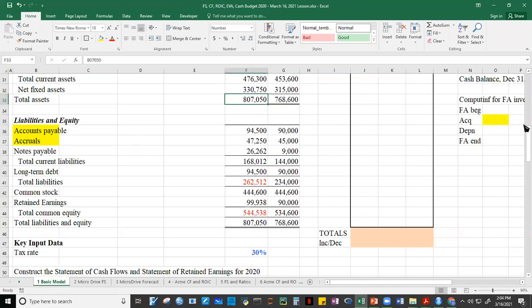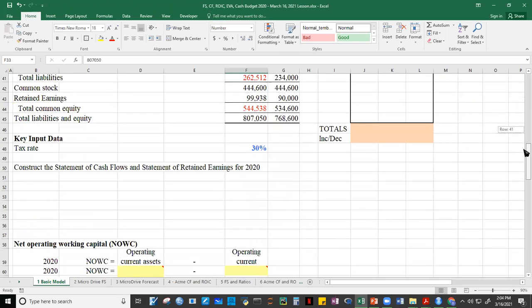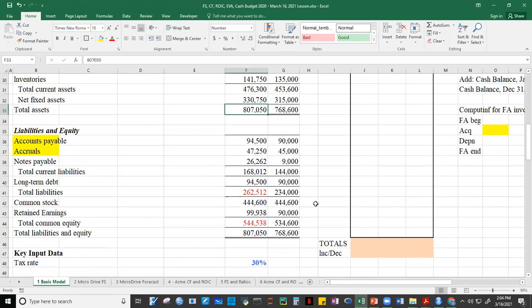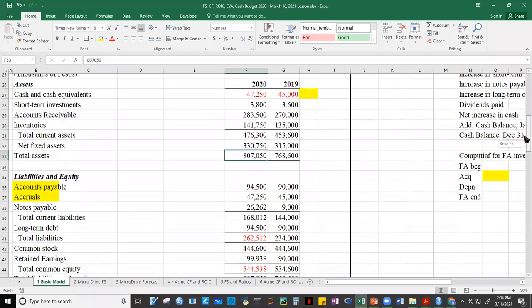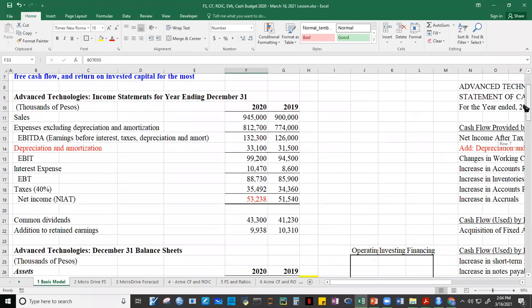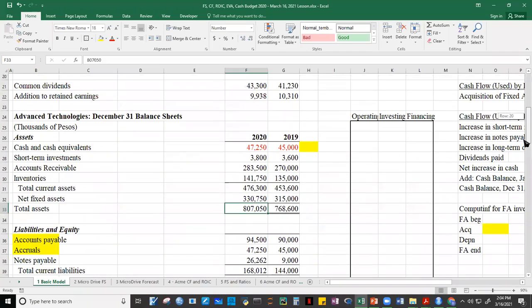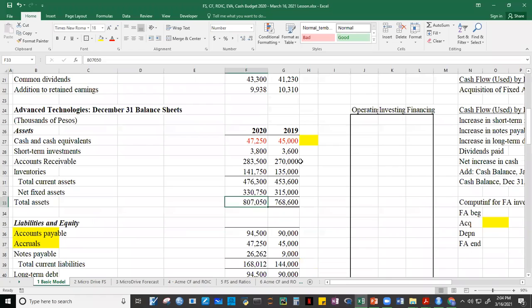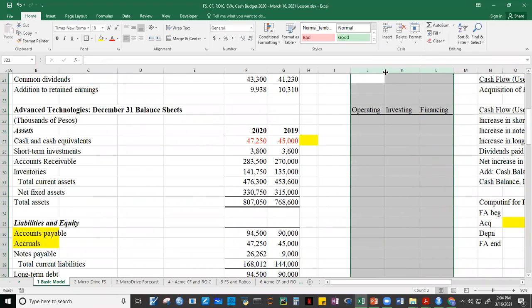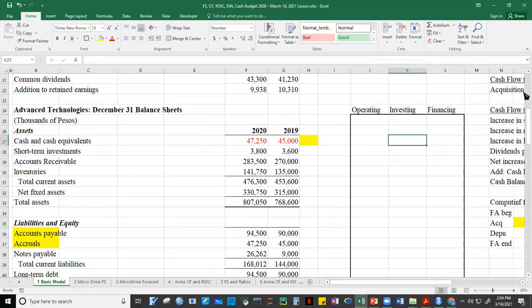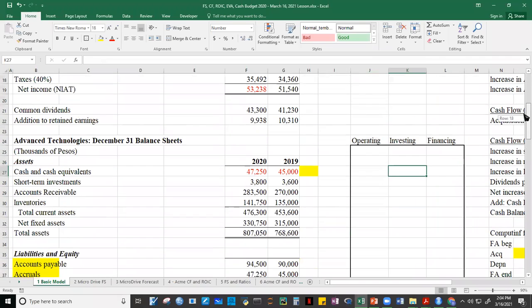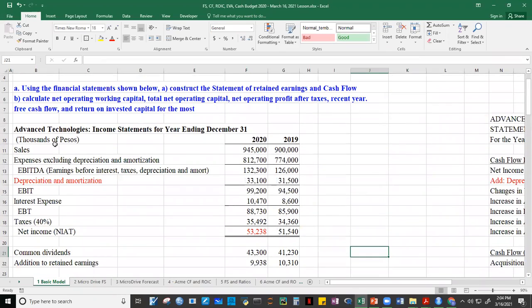So this is the balance sheet of this company advanced. So meron na tayong income statement. Then we have your balance sheet. Ang gagawin natin, guys, we're going to create the statement of cash flows. So we said a while ago that the statement of cash flows, lagyan natin dito. So let's just put it here.